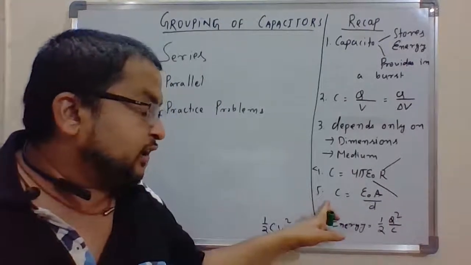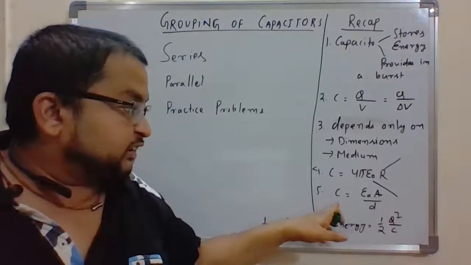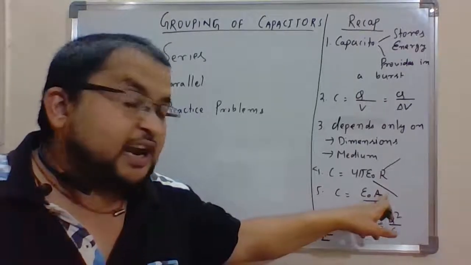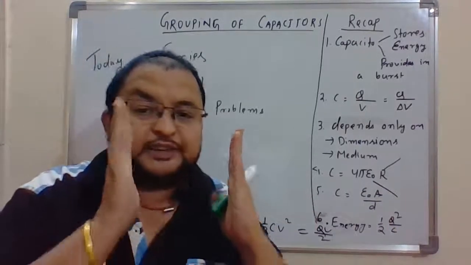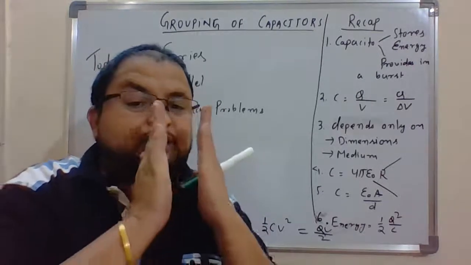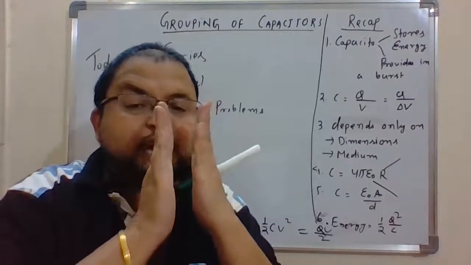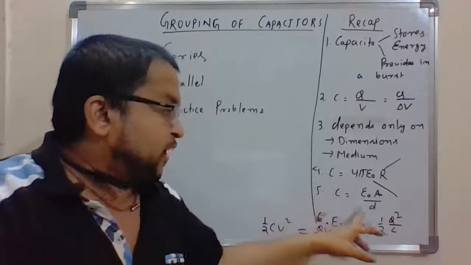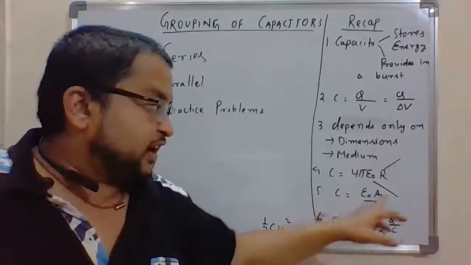Similarly, we learned in yesterday's video that the capacitance of a parallel plate capacitor is epsilon naught A by D, where A is the area of each plate. We normally take two plates, each of area A, with a very small spacing between them. Two conductors of relatively large area, separated by a small distance, form a parallel plate capacitor, and its capacitance equals epsilon naught A by D.